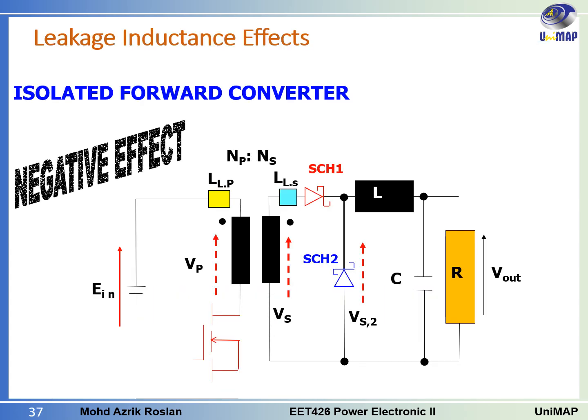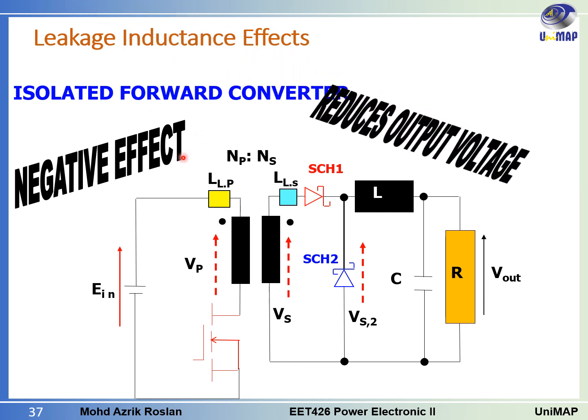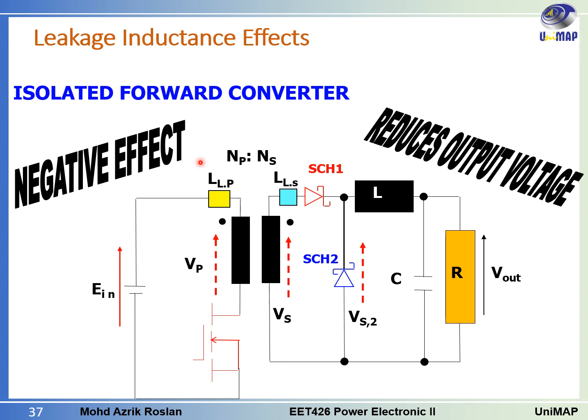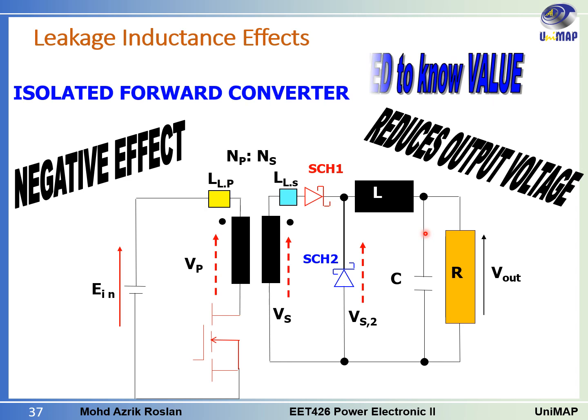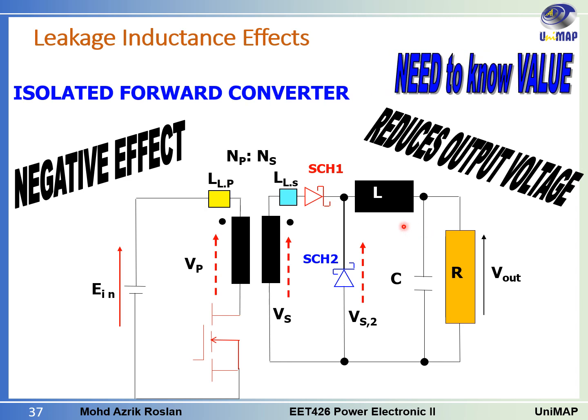In an isolated converter, these two leakage inductances, the primary and secondary leakage inductance, will cause a negative effect. The effect is that it will reduce the output voltage, but to calculate the amount by which the output voltage will be reduced, we need to know the value of the leakage inductance.